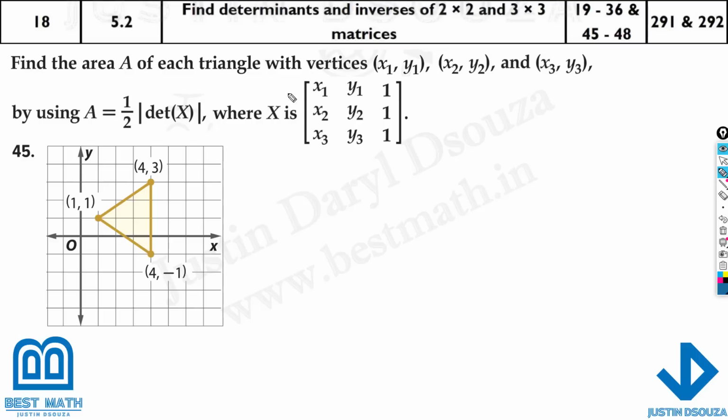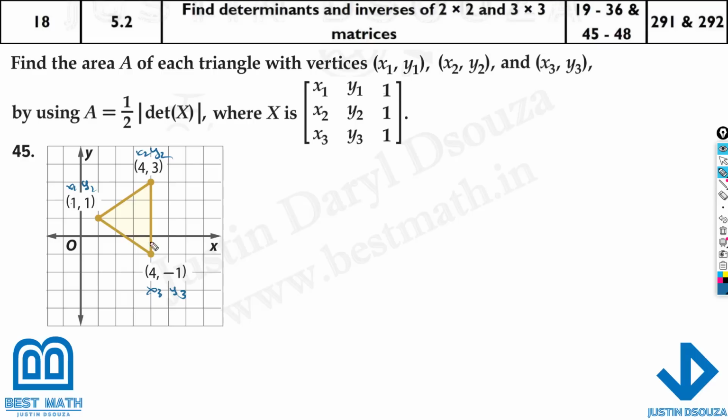We have to find the area of each of these triangles with vertices x1, y1, x2, y2, x3, y3, using this formula: area is half of the determinant. Whenever you have coordinates, you can write the matrix where the last column is 1, 1, 1, with x1, y1, x2, y2, x3, y3. It's up to you to choose, or you can even change the order, it doesn't matter, you'll get the same answer.